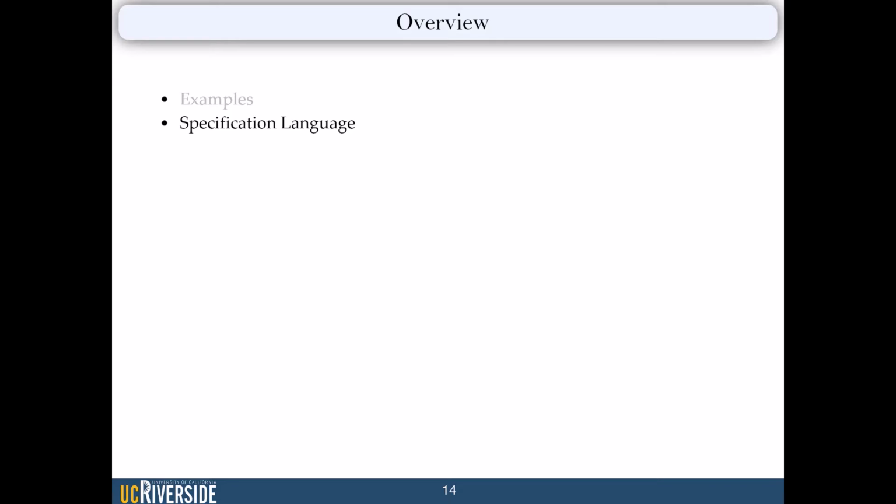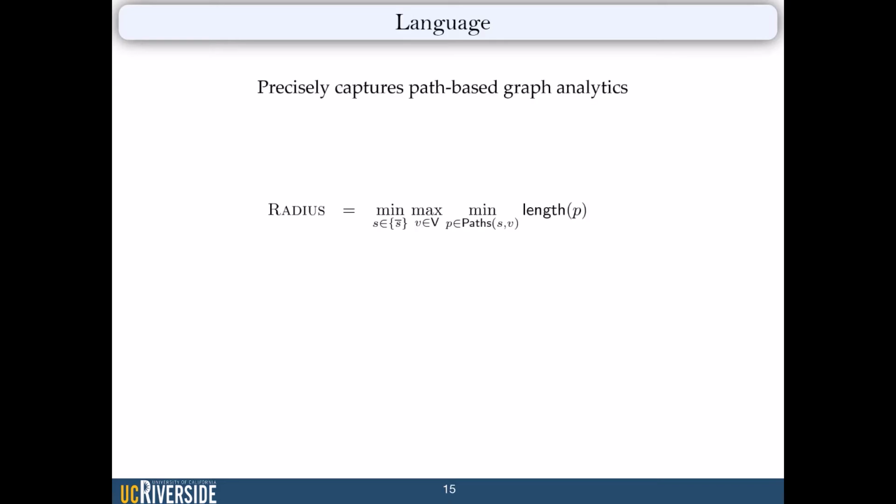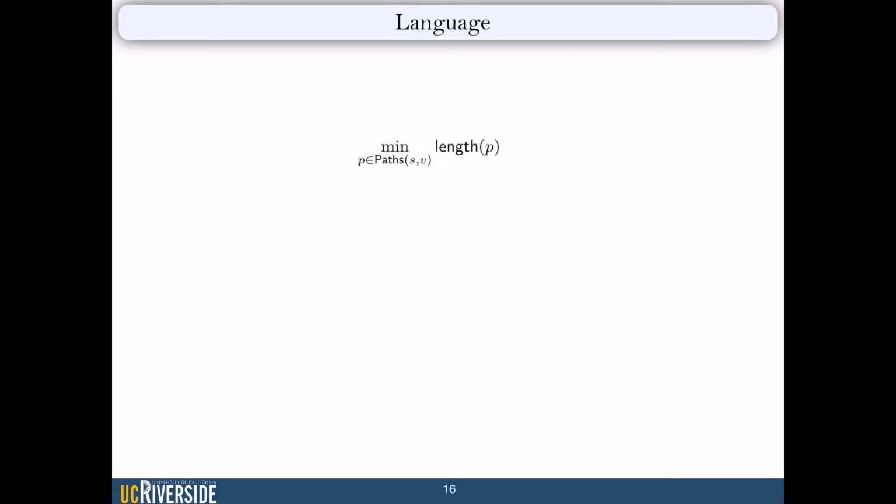Now let's take a closer look at the specification language. The declarative language of graphs precisely captures path-based graph analytics. Consider the radius example that we just saw earlier. Radius is calculated by getting the minimum eccentricity over a set of sampled vertices. Therefore, in the first step, we need to calculate the shortest path length to all the vertices.